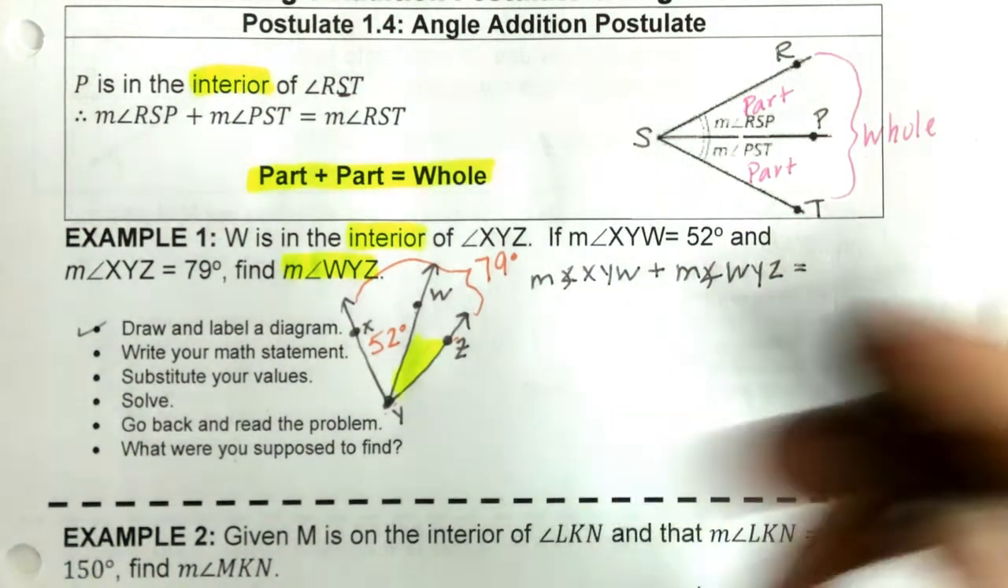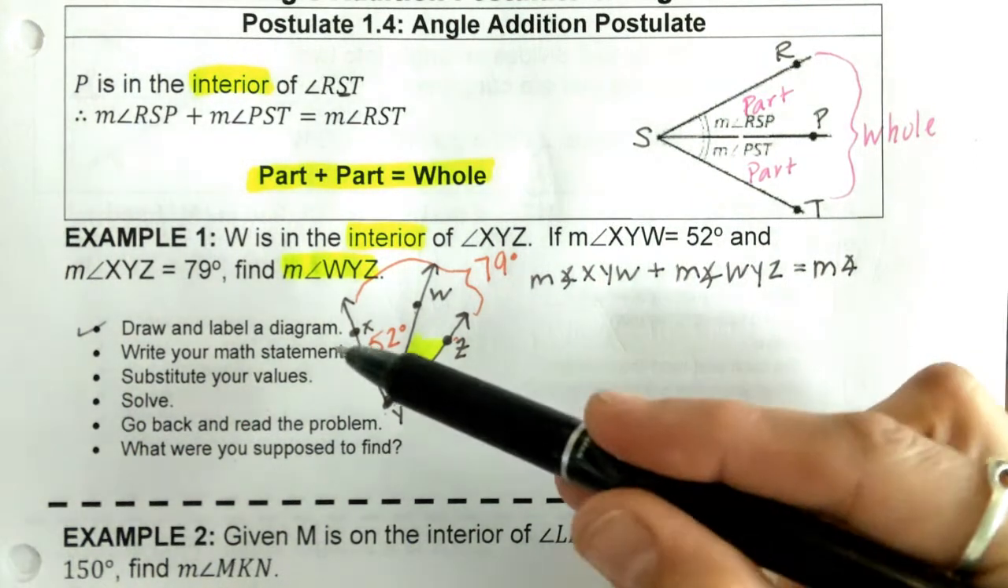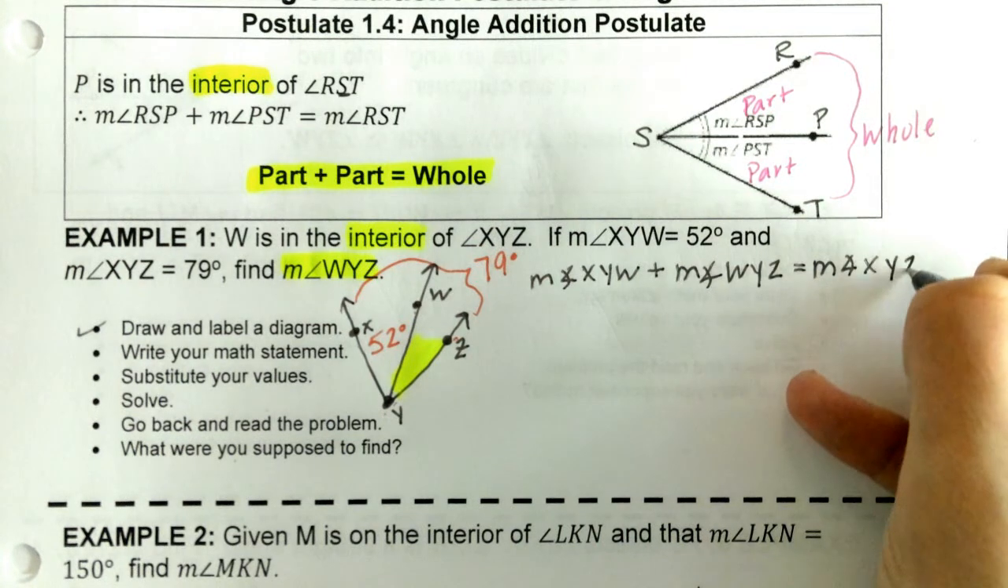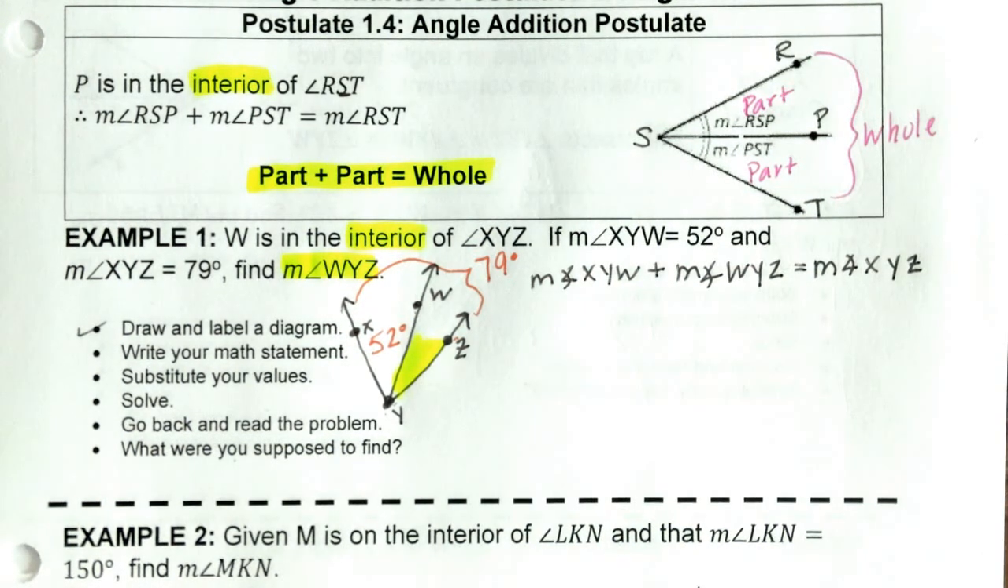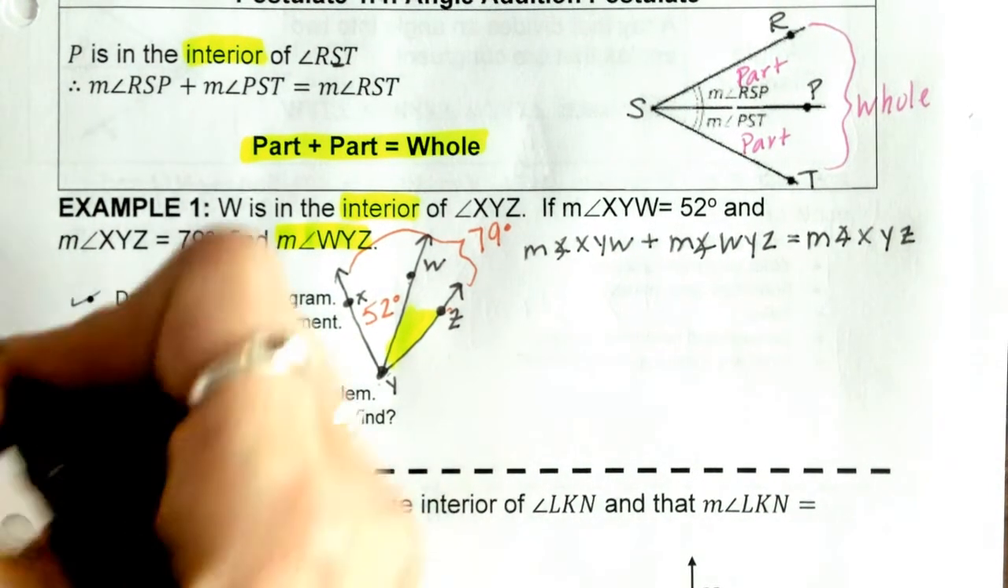This is all going to be equal to the whole. So the measurement of angle what? XYZ. Good. Equal. Part plus part equals whole. So thank you for asking. So we wrote our math statement or math sentence.